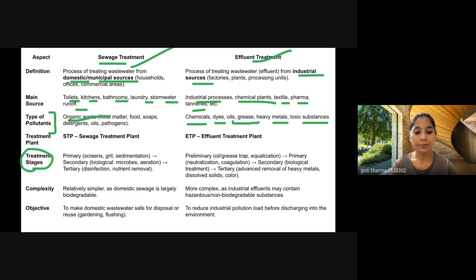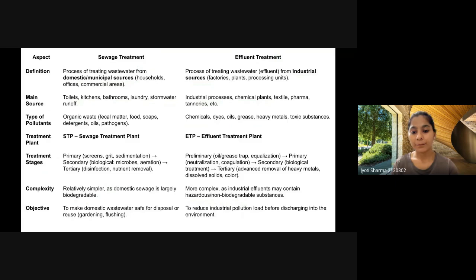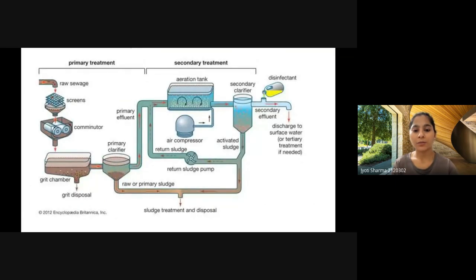And here mostly it is biodegradable. So whatever organic matter or whatever matter we have in the wastewater will be mostly biodegradable. But here it can be hazardous and it can be non biodegradable. So I think this is clear, what's the difference between sewage treatment and effluent treatment, right? Okay, so this is just to show you that we can have different treatment processes, and they will have to be very specific if there is some industry releasing wastewater.